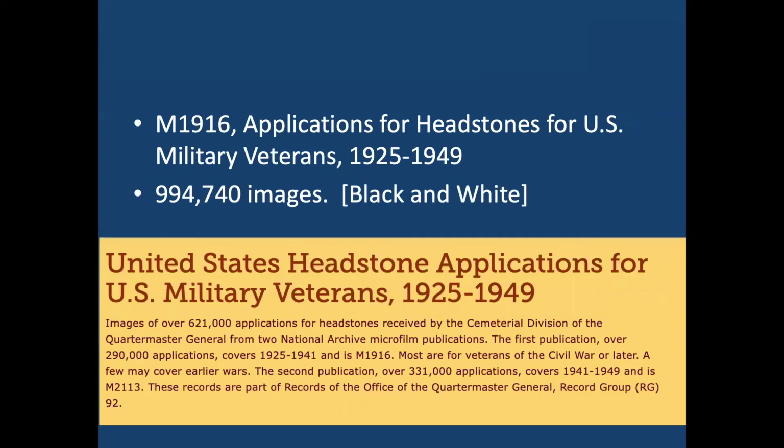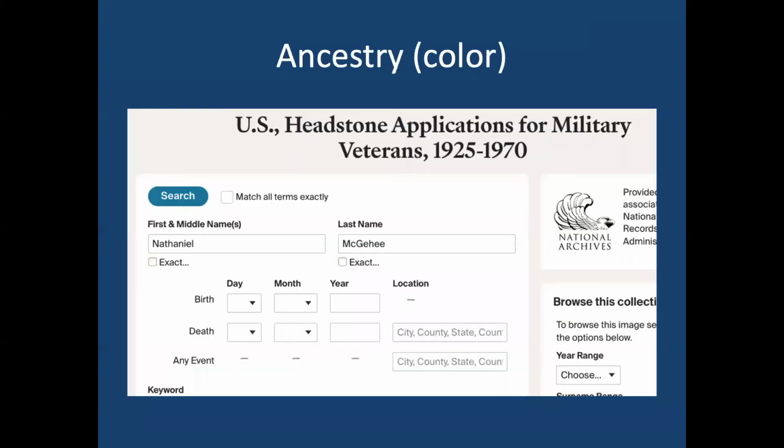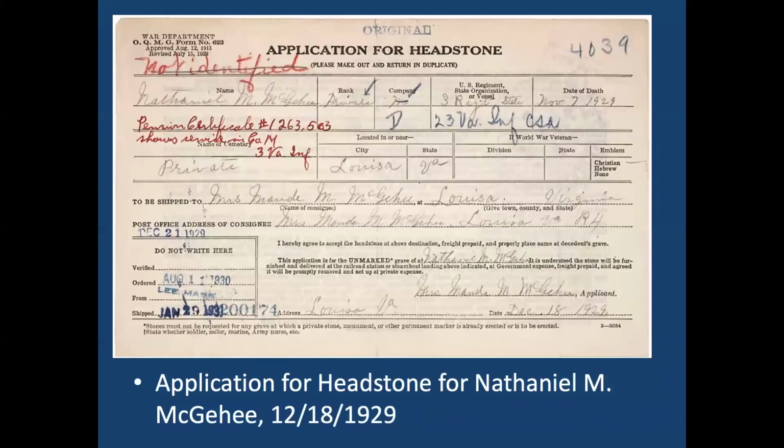Now, there are also applications for headstones for U.S. military veterans, 1925 through 1949. These almost 1 million images are available on FamilySearch, but they're in black and white. As best I can tell, from what I've looked at, Ancestry has them also, but they are in color. So you can look at them, but they're by name.